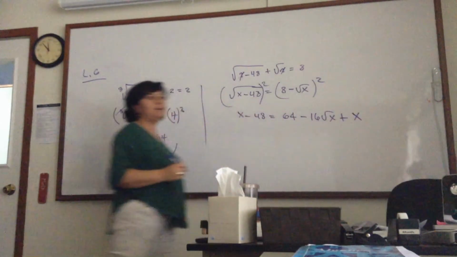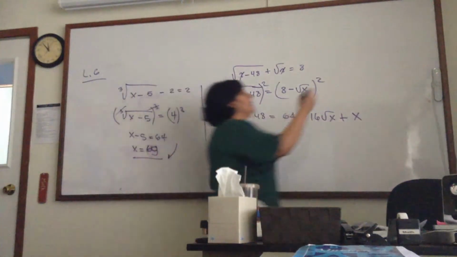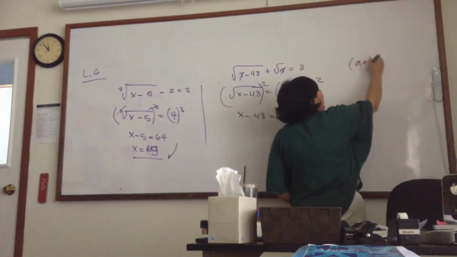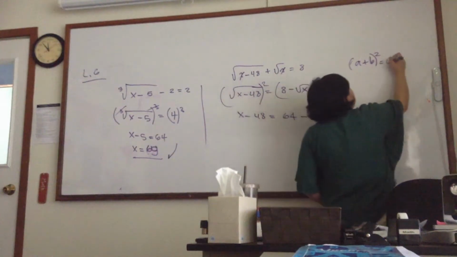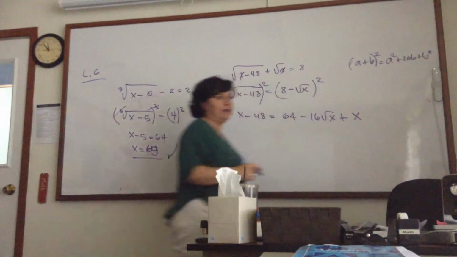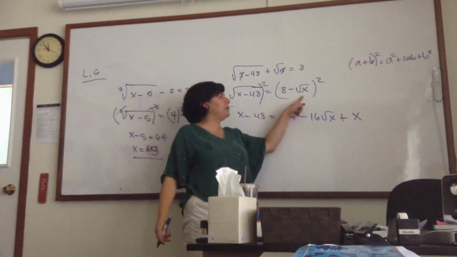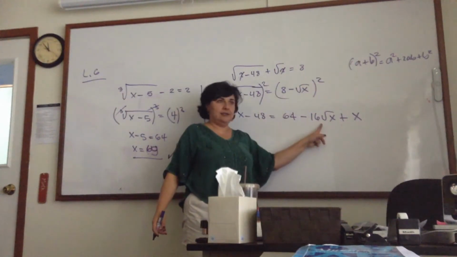Because it's twice 8 times the square root of x. Because when we have a plus b squared, it equals a squared plus 2ab plus b squared. It's easy. Do you remember that? So, it's easy, but it's this: 8 times 2, 2ab, is this.